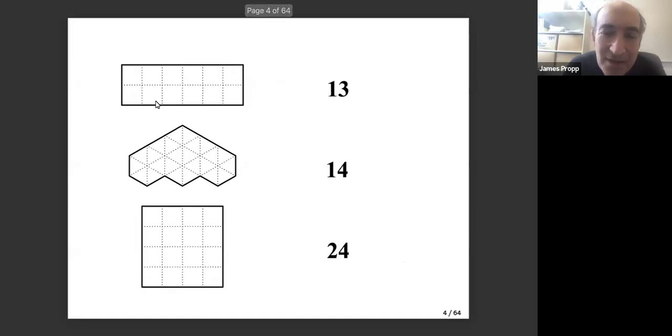So we can ask, well, how many such tilings are there? Here I've erased the tilings. I've just left the unit squares or unit triangles in place. And the answer to the first problem, number of ways to tile the 2x6 rectangle with dominoes, is 13. The number of ways to tile this odd-shaped region with lozenges is 14. And the number of ways to tile the 4x4 square with four ribbon tiles is 24. Any guesses as to patterns that these numbers might be part of?